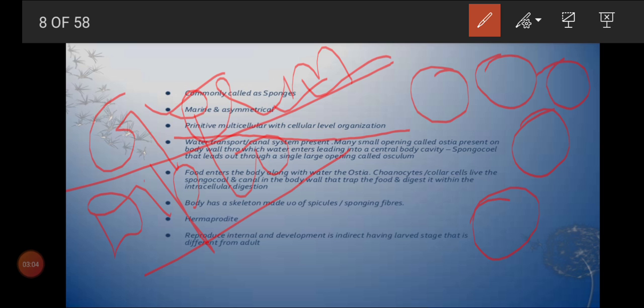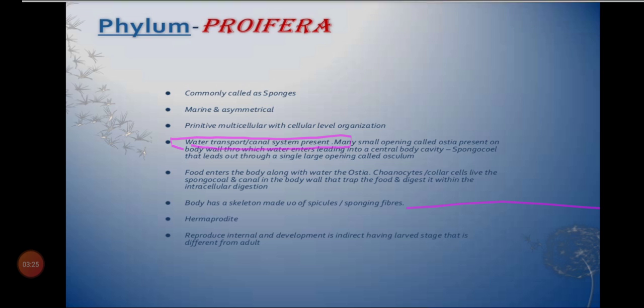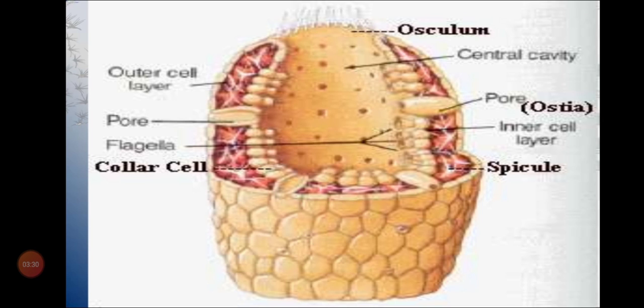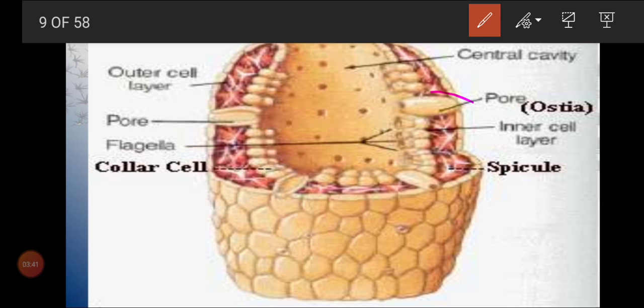Is that clear, children? So here a very important characteristic we can see only in Porifera is the water transport or water canal system. What do we mean by the water transport or water canal system? Now look at this structure. This is an example of the Porifera group. Here, through the ostia. Now look at this small opening; this is what we call ostia.